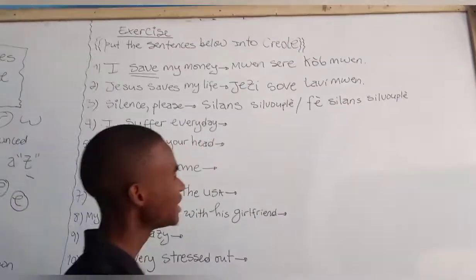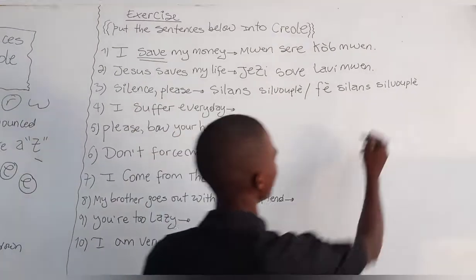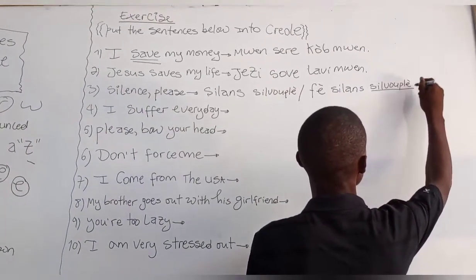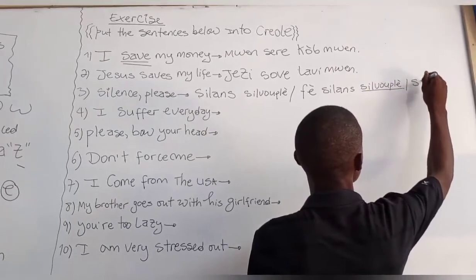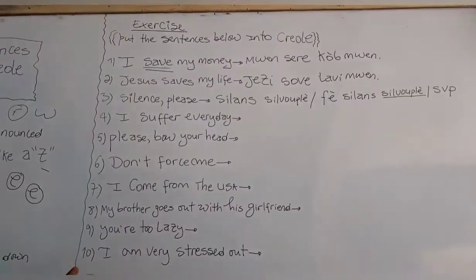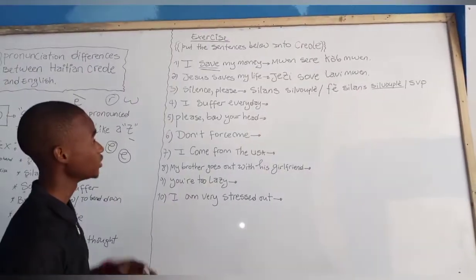In texting, you could see someone write it this way. For s'il vous plaît, they could go like SVP, but it's only in writing. You don't say SVP. This is how you write it when you're texting, alright?